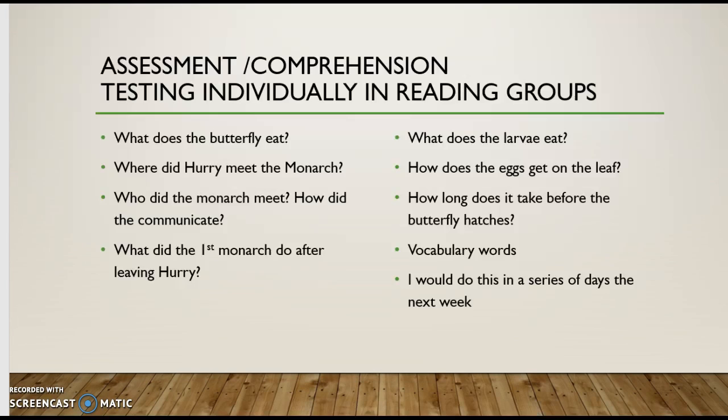We're going to incorporate the same questions from the quiz as well as critical thinking questions. And we're going to ask them over a series of time in the reading group, what does the butterfly eat? Where did Hurry meet the monarch? Who did the monarch meet? We can combine these questions along with vocabulary words. And again, it'll be over in the space of another week. So we'll have time to test everyone individually.